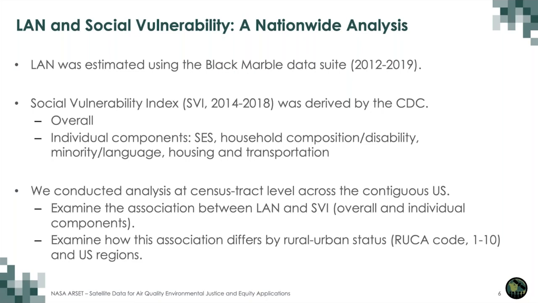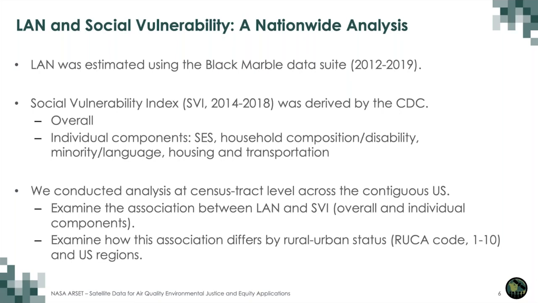And we took this nationwide analysis where we used the light at night data which was obtained from the Black Marble data suite for the period of 2012 to 2019. So those are satellite-based estimates of artificial light at night. And the vulnerability measure we used is this SVI, Social Vulnerability Index, which is an index developed by the CDC. And this index gives you an overall value for the total level of vulnerability in the neighborhood. And also you can divide that into 4 components, each representing a specific aspect of social vulnerability. That includes socioeconomic status, household composition and disability, minority and language status, and housing and transportation.